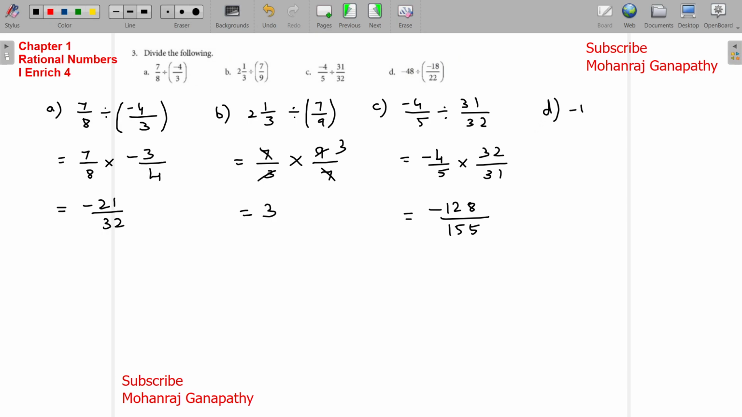D. Minus 48 divided by minus 18 by 22, which is equal to minus 48 into minus 22 by 18. 6 times it can be cancelled. Yes. Minus 8 into 6 is minus 48, into 3, 6 3s are 18. The answer is minus into minus, plus 176 divided by 3.